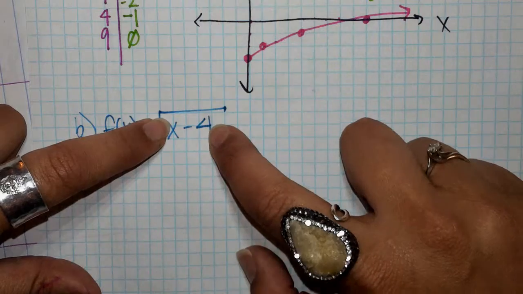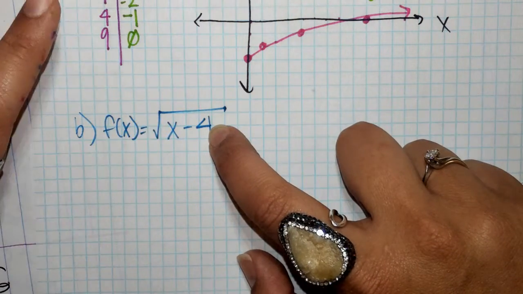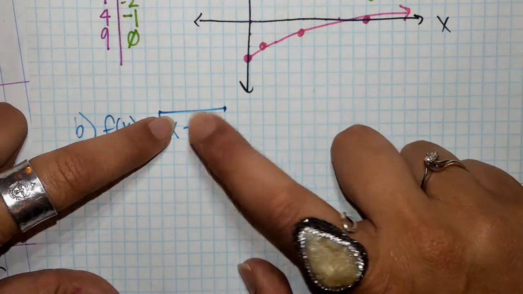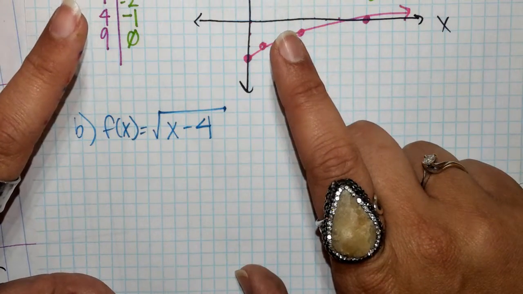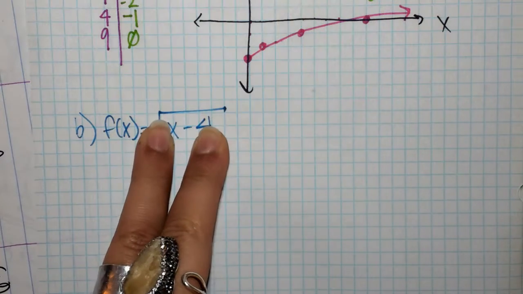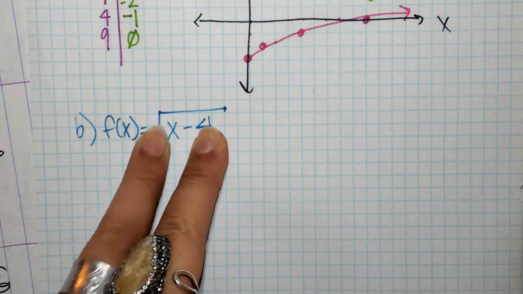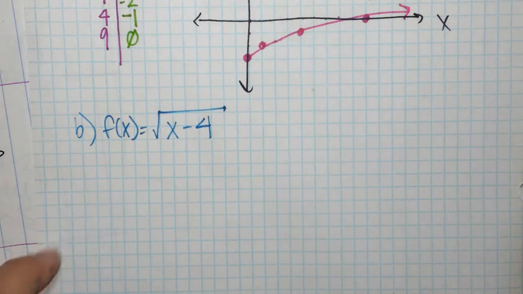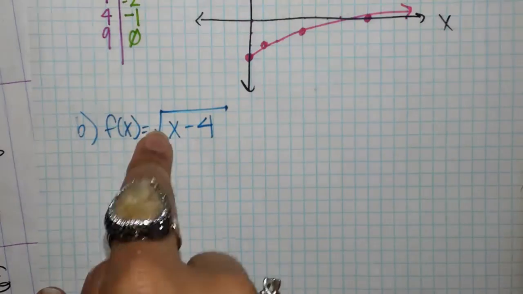So what minus 4 would give us 0? Positive 4. So we would start by plugging in 4. And then what minus 4 would give us 1? 5. And then what minus 4 would give us 4? 8. So you see how it would be a little bit different this time? Because you want to get perfect squares under here.